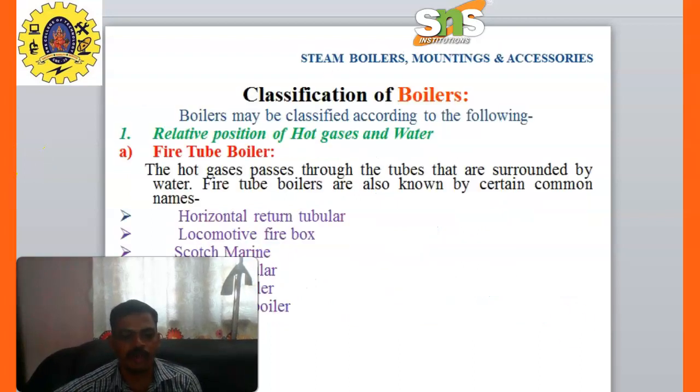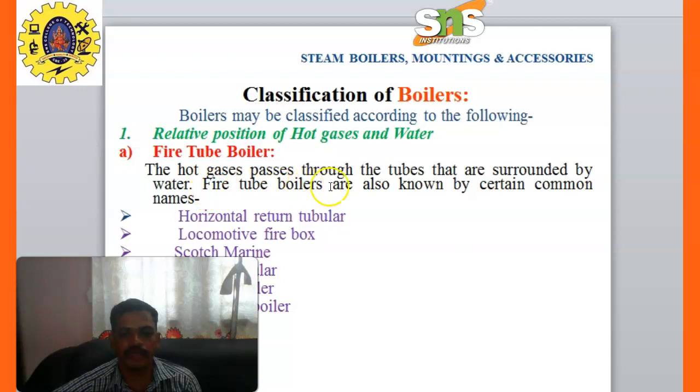Classification of boiler. Relative position of hot gas and water. The first one is the fire tube boiler. The hot gases pass through the tubes that are surrounded by the water.